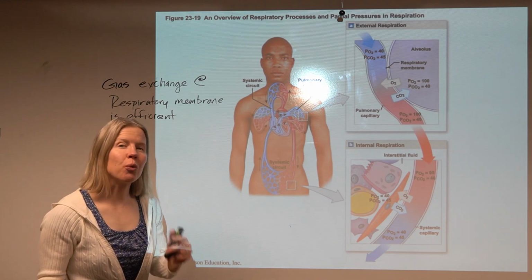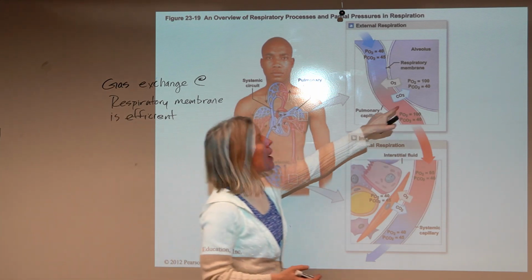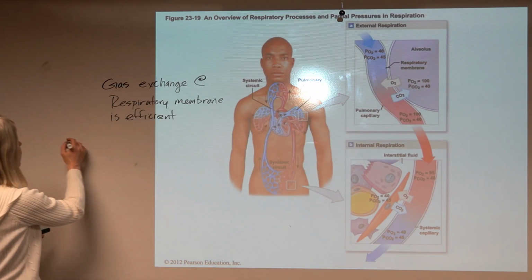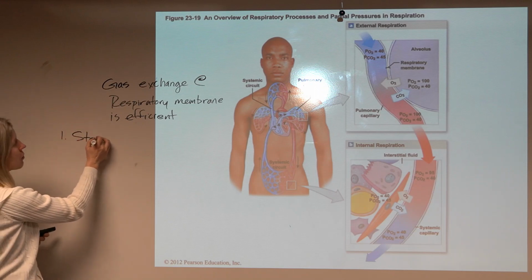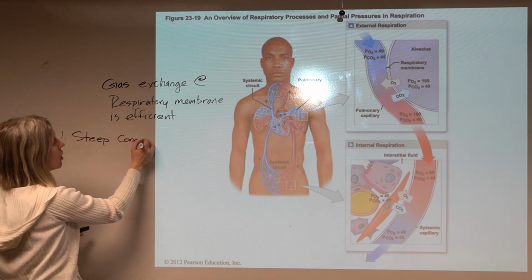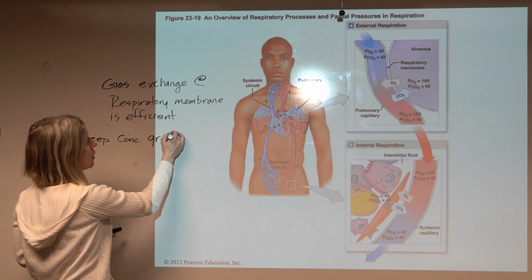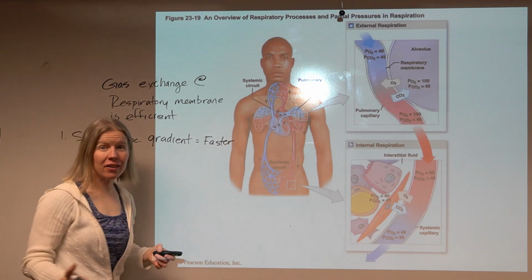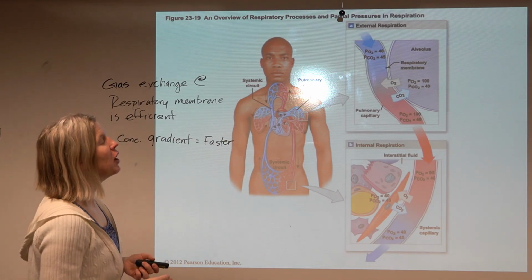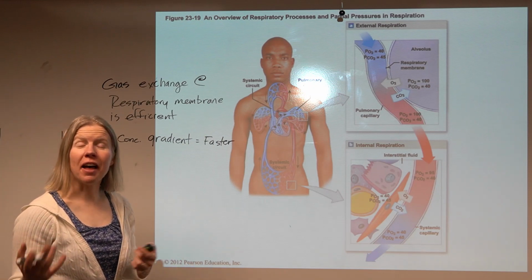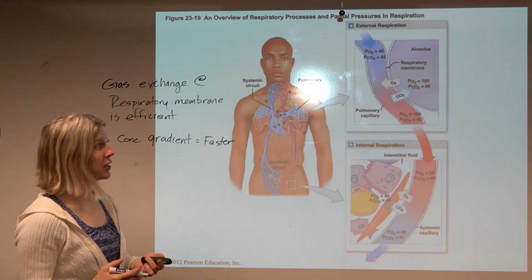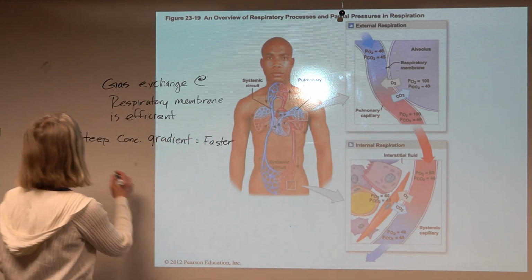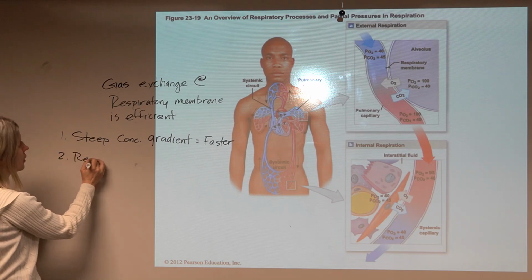Okay, here's why. So one, we were talking about how the steeper the gradient, the more rapid that gas is going to diffuse. So a steep concentration gradient is fast. So again, at sea level, we typically have pretty good differences between the alveoli and the capillary blood supply. Remember also that that distance is very small, that the respiratory membrane is thin.